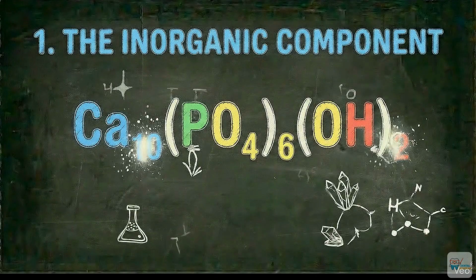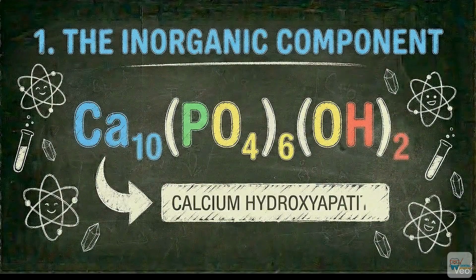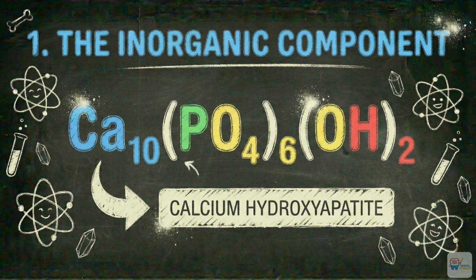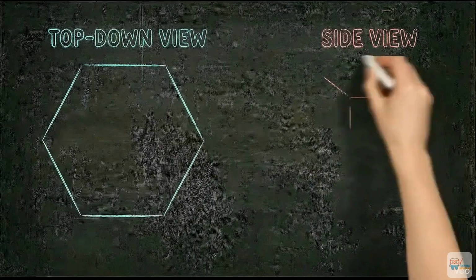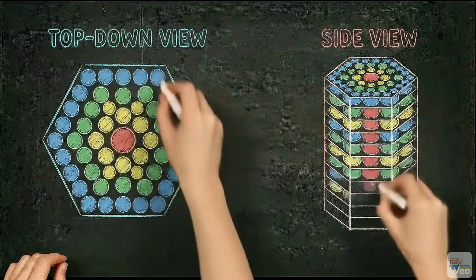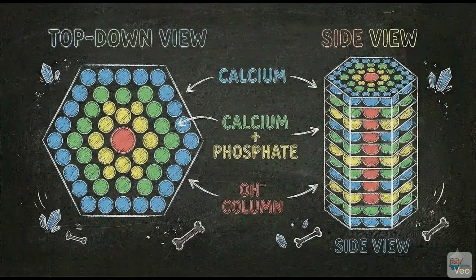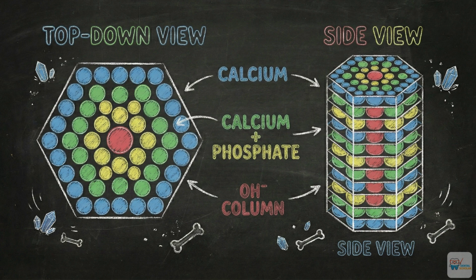Now to the heart of the enamel. The inorganic component. Enamel is composed of crystalline calcium hydroxyapatite, and the formula of this hydroxyapatite crystal is Ca10(PO4)6(OH)2. To understand enamel, you must understand its crystal structure. Think of a hexagonal lattice. Calcium ions form the outer framework. Phosphate groups sit within, and right at the center lies the column of hydroxyl ions. This central column is crucial because it acts as the spine of the crystal.